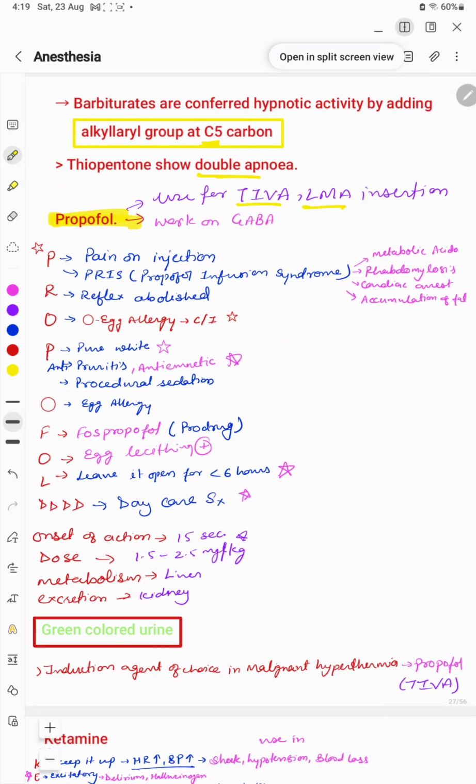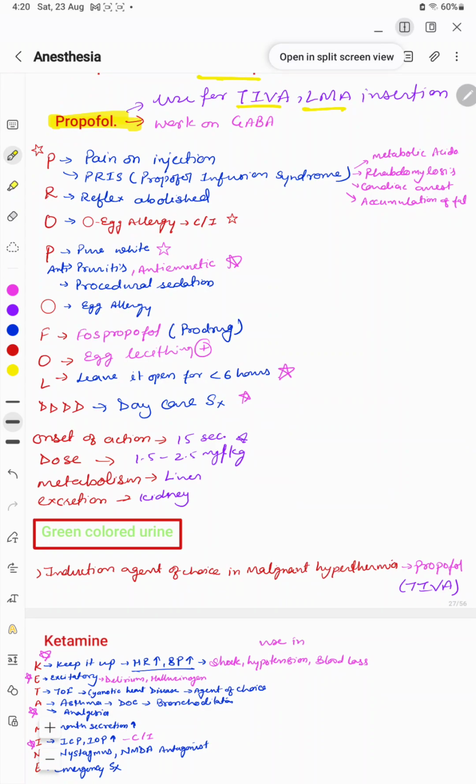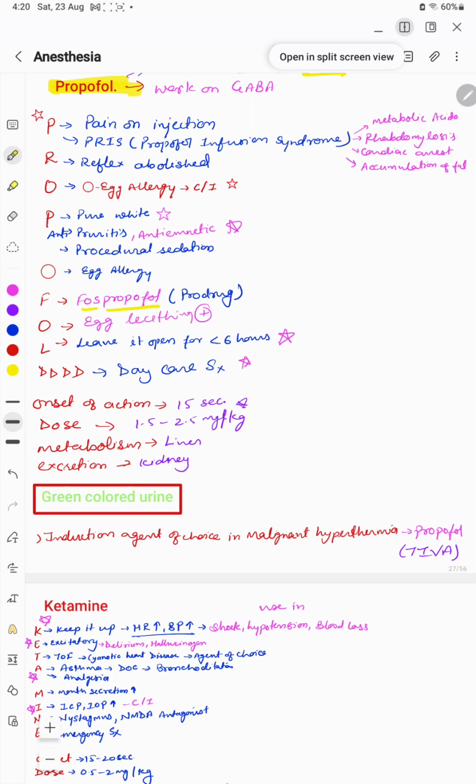They can give a visual question, like a syringe with white liquid, and ask which anesthetic this is. Antipruritic, antiemetic, procedural sedation. Or you can remember O like egg allergy, and already. And this is the F. From F you can remember propofol is a pro-drug. L, leave it open for less than 6 hours.